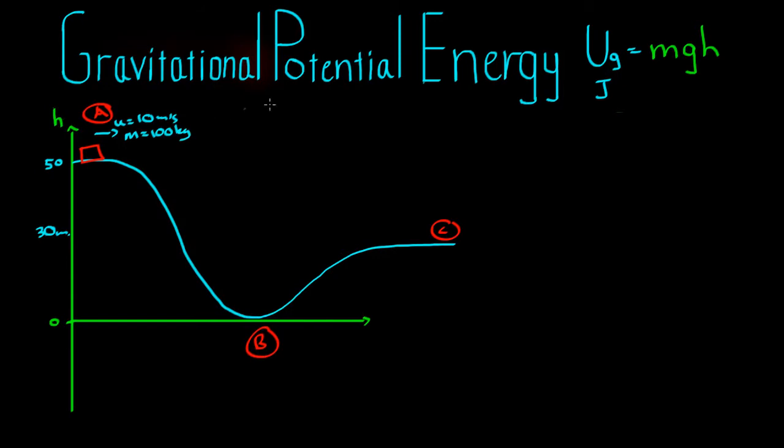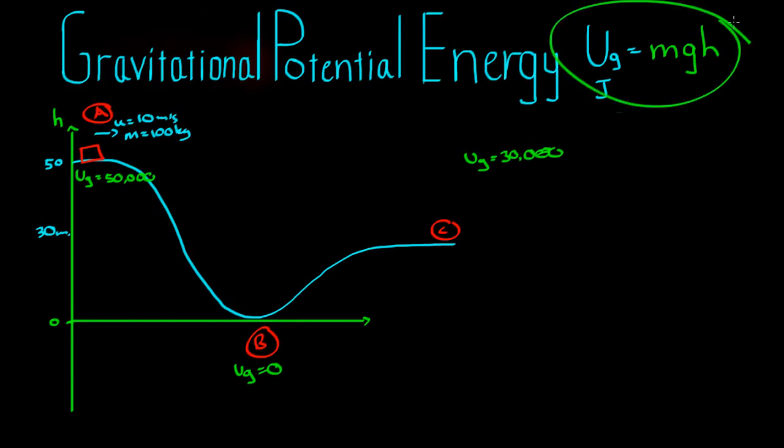So we worked out before the gravitational potential energy at point A was equal to 50,000. That doesn't change. The gravitational potential energy at B was equal to 0, and the gravitational potential energy at C was equal to 30,000. So even though the cart is in motion at all these times, the gravitational potential energy formula doesn't include velocity. So we don't have to worry about that in terms of the potential energy, only for the kinetic energy.